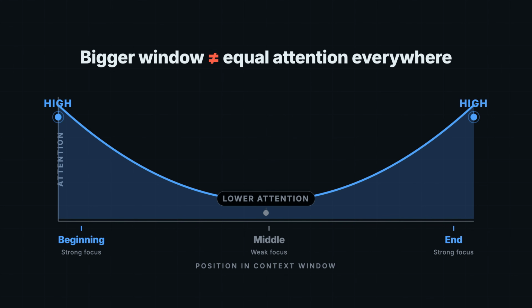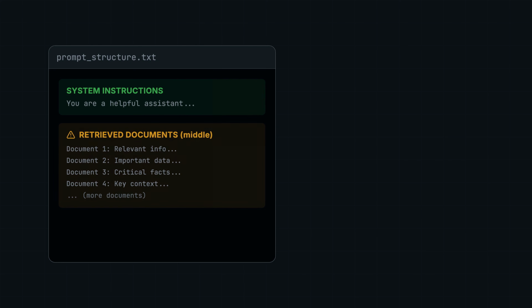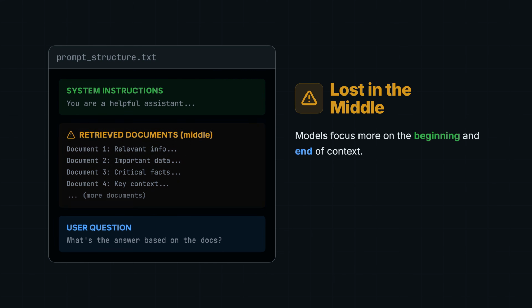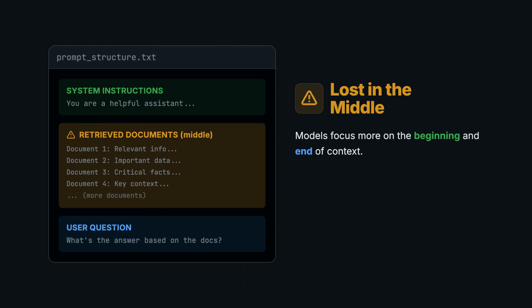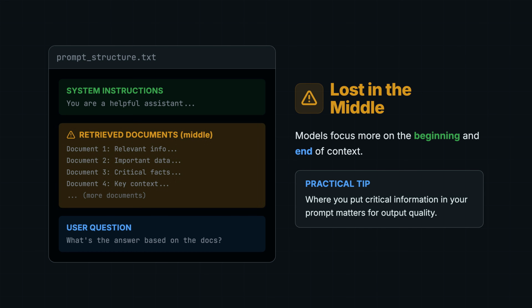But bigger window does not mean equal attention everywhere. Research has shown that models focus more on the beginning and end of the context, with the middle getting less attention, the lost in the middle problem. Models are improving here, but it's not solved. So if you're stuffing documents into a prompt, where you put the critical information actually matters for output quality.